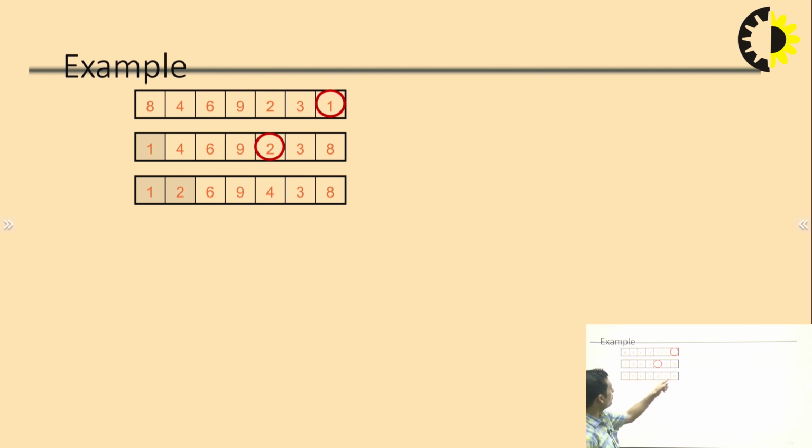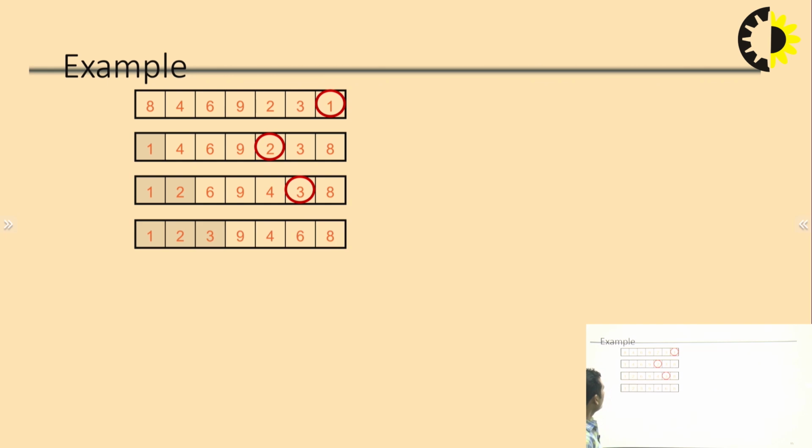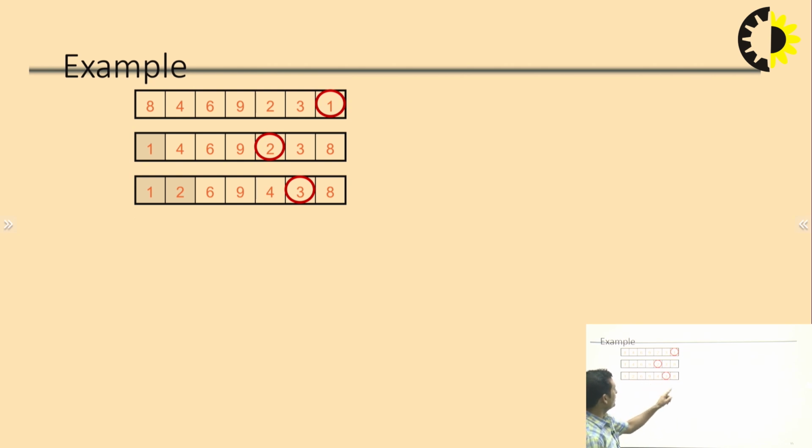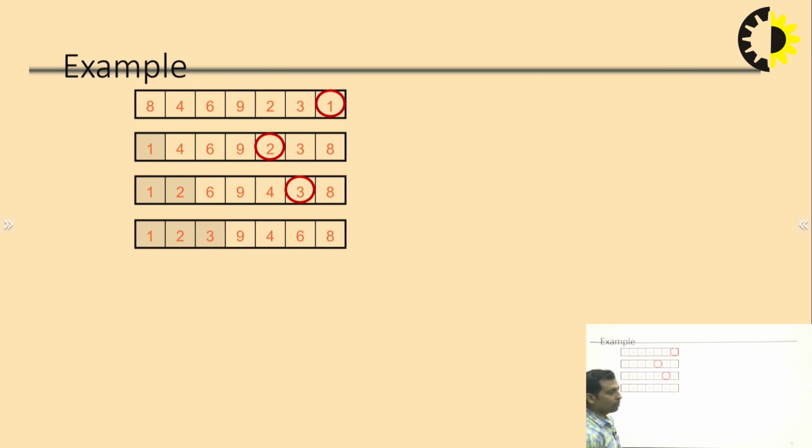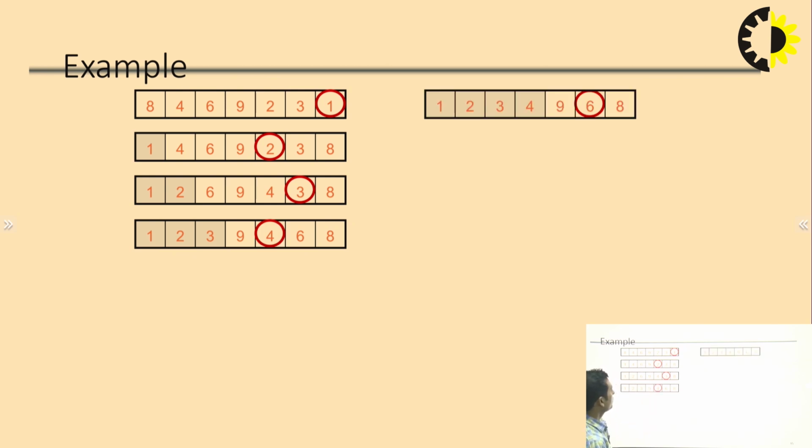Now pick the smallest one here for the third position, that is 3. Now place the 3, swap the 3 and 6. Now 1, 2, 3 are sorted, and the unsorted part is 9, 4, 6, 8. Now pick the smallest among 9, 4, 6, 8, that is 4. So swap 9 and 4 here.